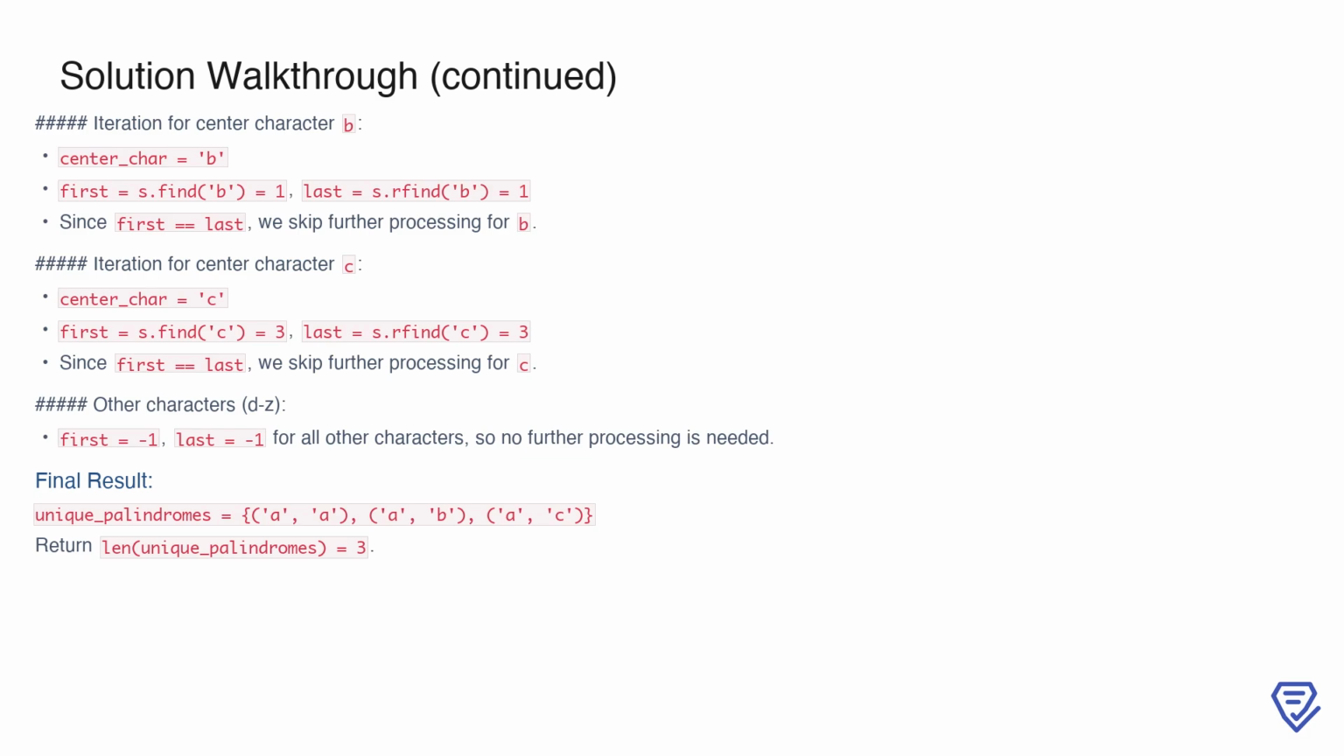For all other characters from D to Z, they do not appear in the input string at all, which means their first and last positions are both -1, so no processing is needed. At the end of this process, the unique_palindromes set contains 3 elements, (A, B, A) and (A, C, A). Thus, the length of the set is 3, which we return as the result.